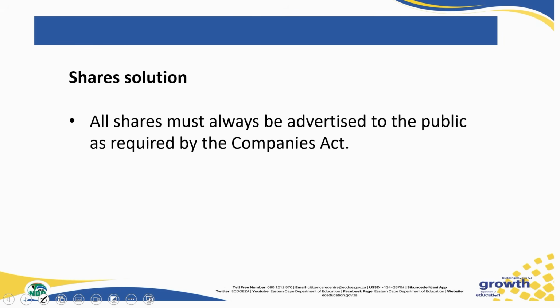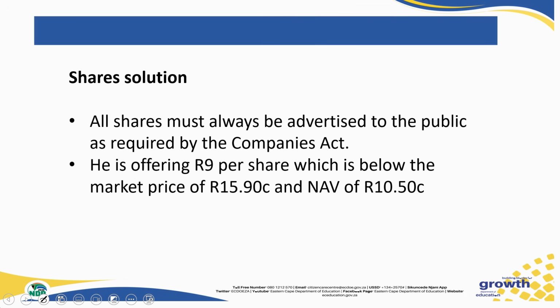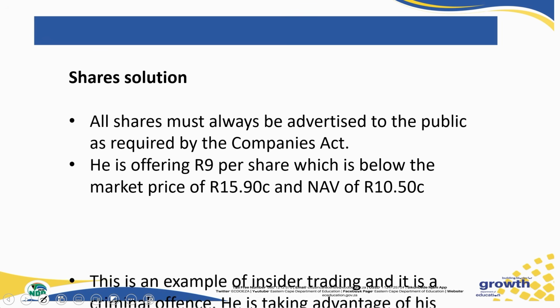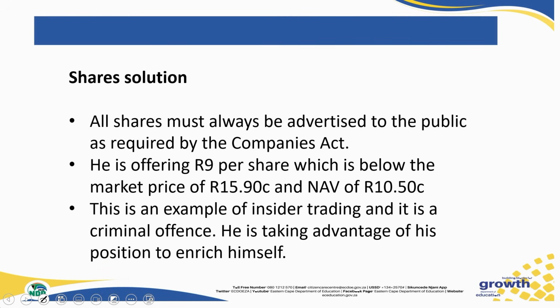Obviously, Stanley is trying to be very dodgy here because all shares must always be advertised to the public as required by the company's law. Because they're a public company, they must advertise their shares to the public. Secondly, he wants to buy the shares at 9 Rand per share. That is below the market price, which is 15.90 Rand, and also the NAV, which is 10.50 Rand. Therefore, this is an example of insider trading, and it is a criminal offense. He is taking advantage of his position to enrich himself as the CEO.